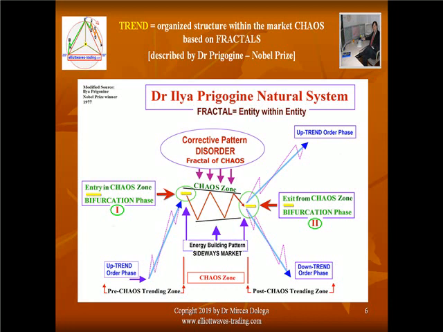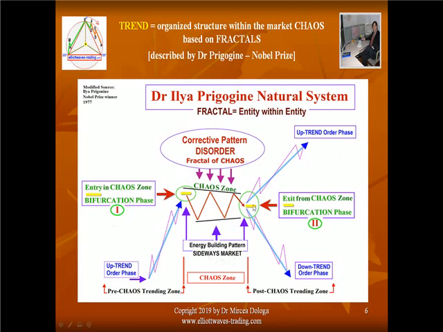If we take a look at this diagram, we divide it in 3: the left, the middle, and the right. On the left side, we see an order phase, which is an uptrend, entering a chaos zone, which is the bifurcation phase number 1. Then we have the chaos zone, which is disorder, nothing else but the fractal of the chaos. It's an energy building pattern occurring on a sideways market.